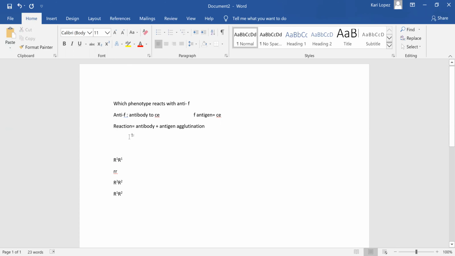So R1R1, how do you write that out? So big R, Rh1, is big D. So R1 first, big R is big D, and then your 1 correlates to C. So your C is big, and you've got little e, and then R1 is the same as the first R1. So you've got big D, big C, little e.